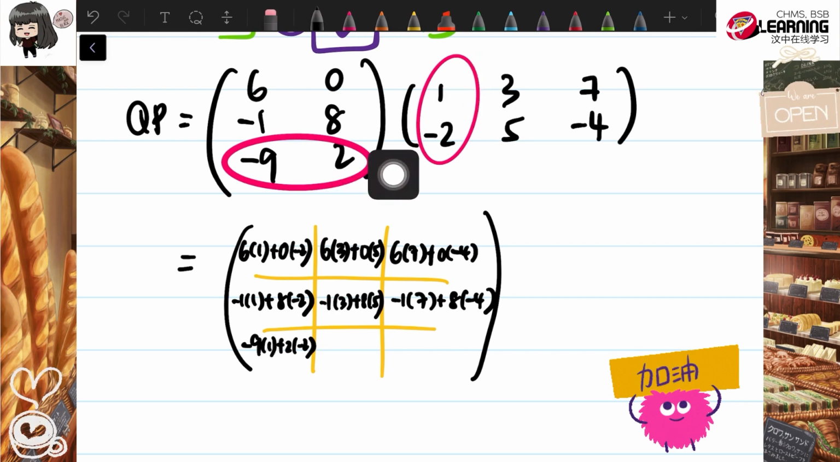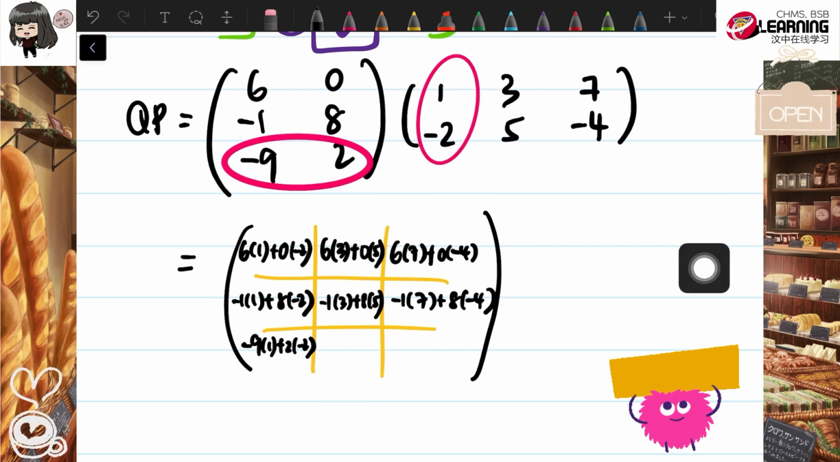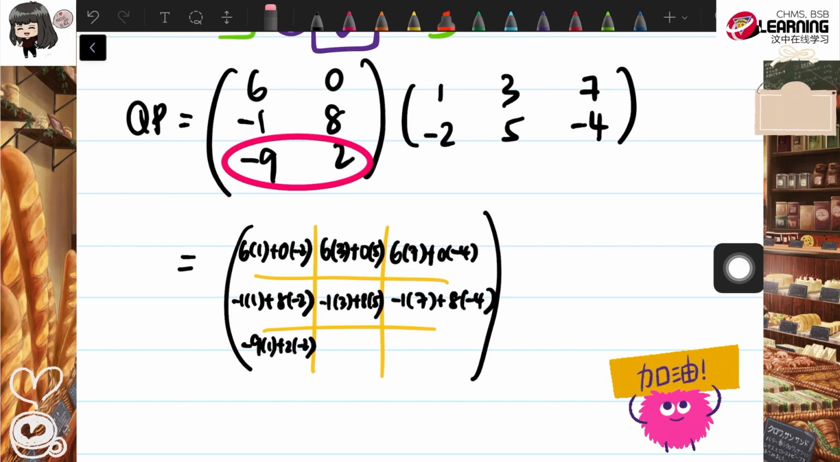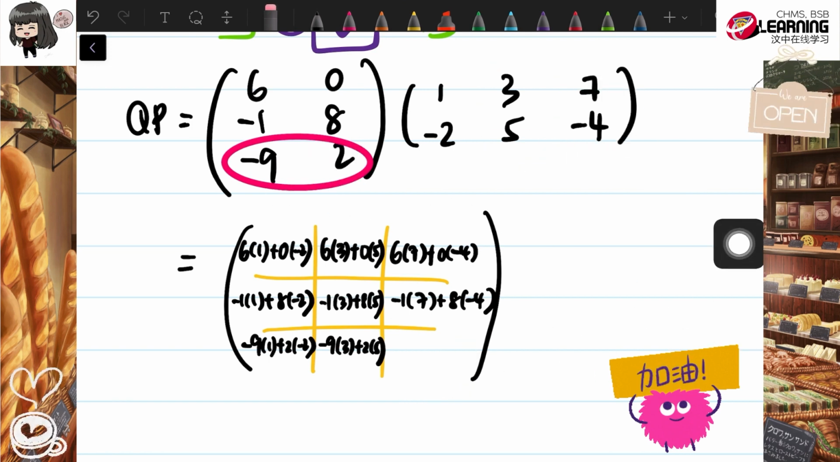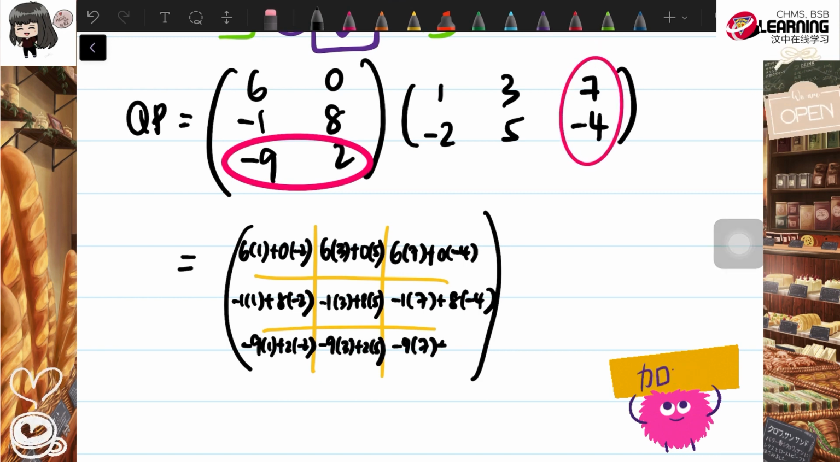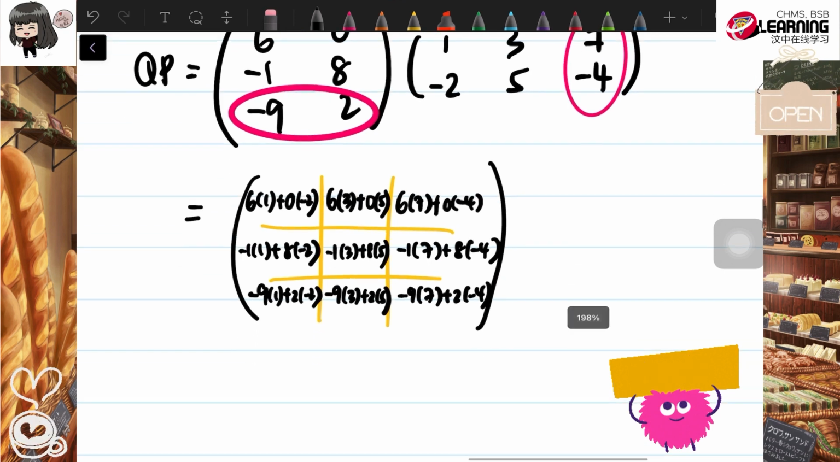Okay, always times and plus. Times and then plus this. Okay, here is your second column. So switch this over here. So it's negative 9 times 3 plus 2 times 5. Okay, and the third one over here, the last one, will be your third row and your third column. So negative 9 times 7 plus 2 times negative 4.